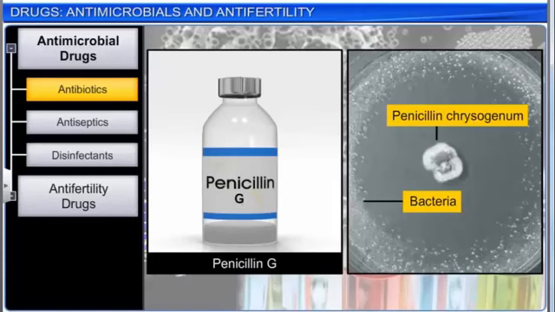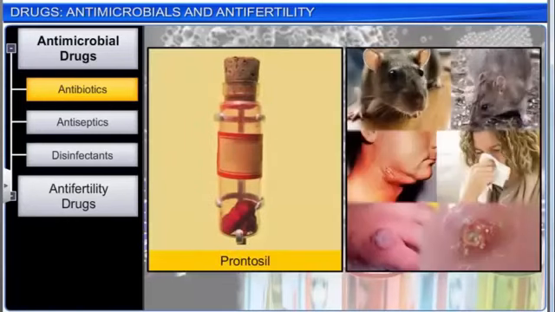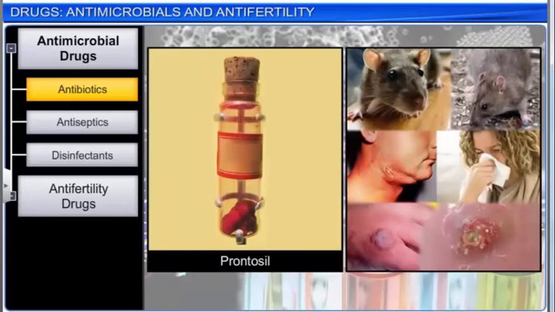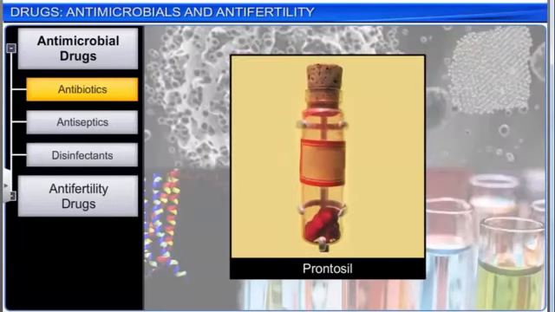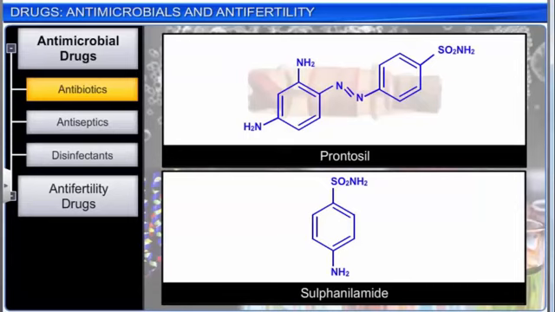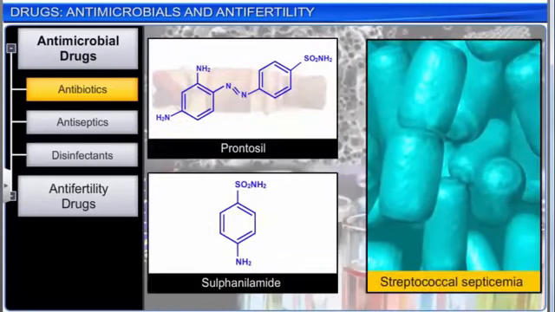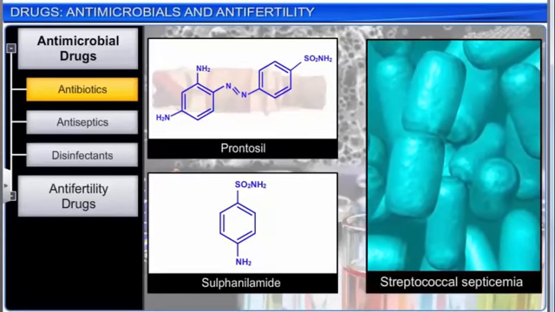Around the same time, the German bacteriologist Gerhard Domagk announced that the red dye prontosil is active against certain bacterial infections in mice and humans. Soon afterwards, French scientists showed that the active antibacterial agent of prontosil is sulfanilamide. Further research has provided overwhelming evidence of the efficacy of both prontosil and sulfanilamide in streptococcal septicemia. This marked the beginning of the sulfonamide era.